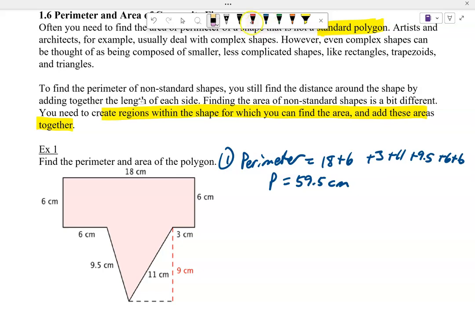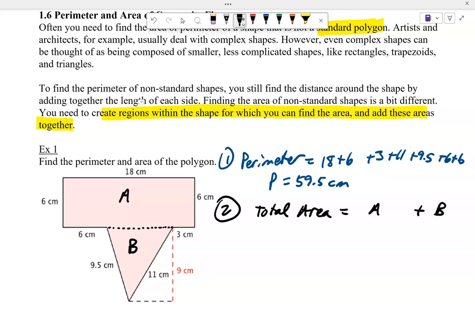Now the area is going to be a little bit different. What I'm going to do is split this up into region A. Let me kind of cut this off a little bit. And you see how I have a rectangle right there? And then let me call this one region B. So this total area is region A plus region B.